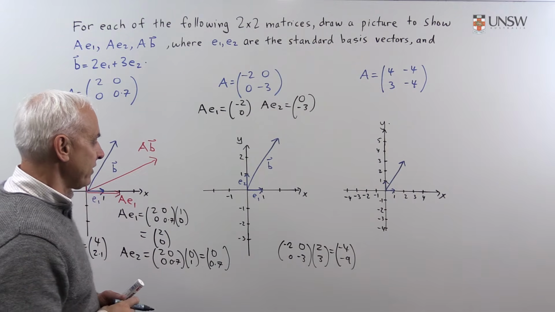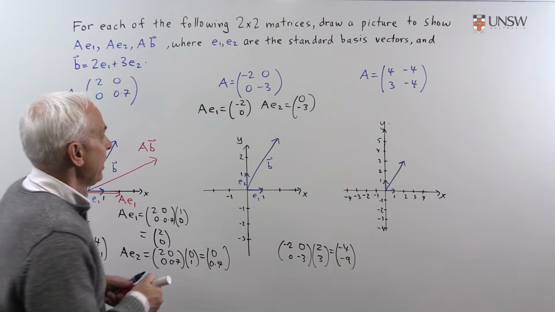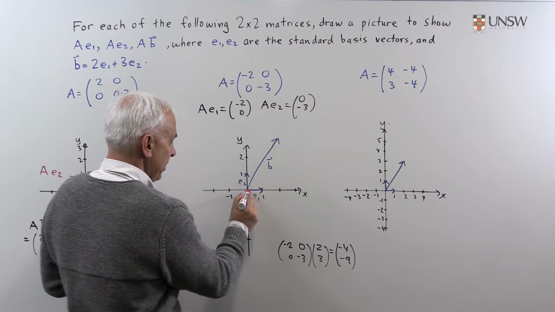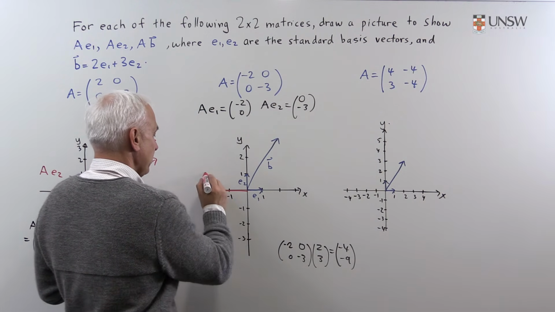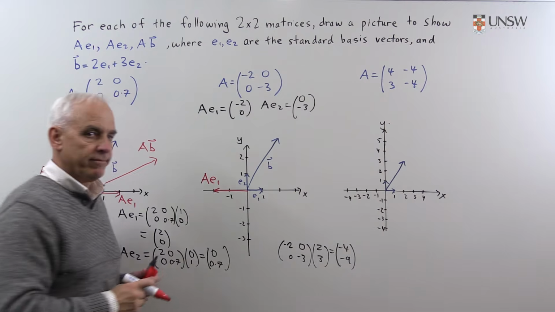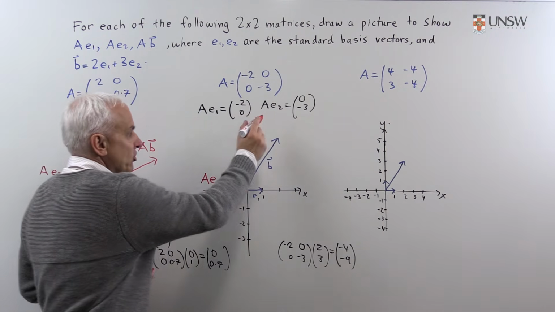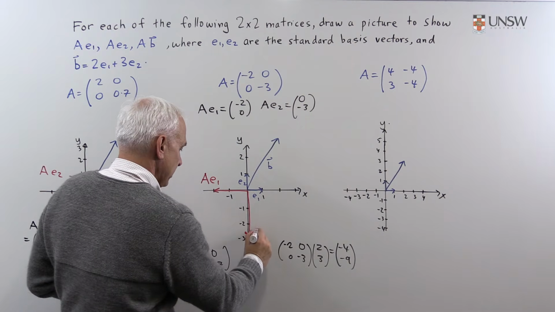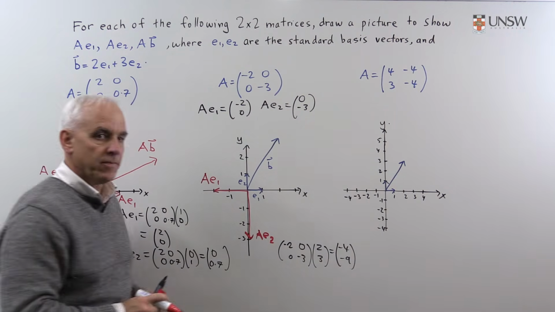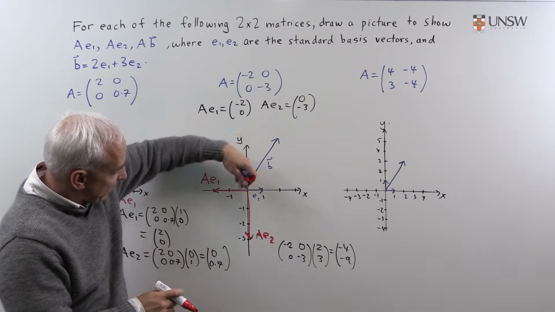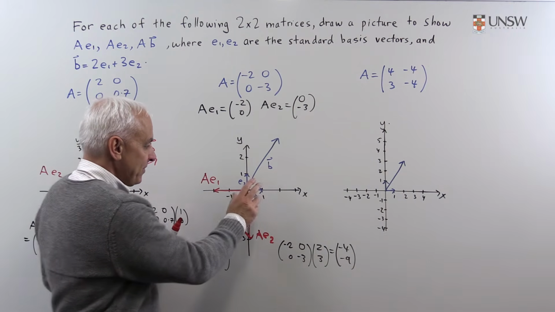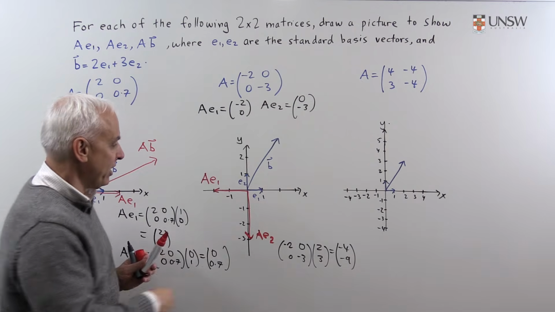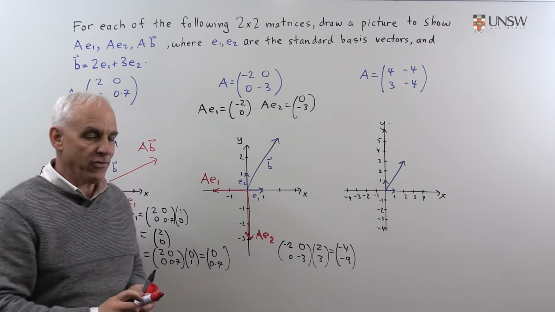Okay, so where is all of that? A of E1 is the vector minus 2, 0. So this vector over here is sent to minus 2, 0. There's A of E1. A of E2 is 0, minus 3, which is down here. There's A of E2. So on the basis vectors, we see that this transformation is a dilation, but a dilation by a factor of minus 2 in the x direction and a factor of minus 3 in the y direction.